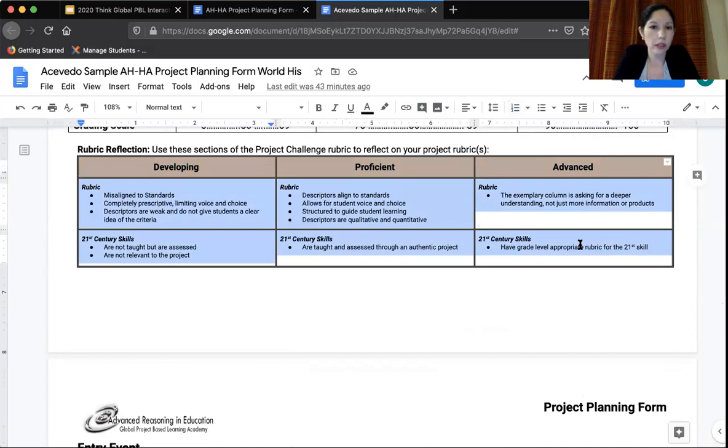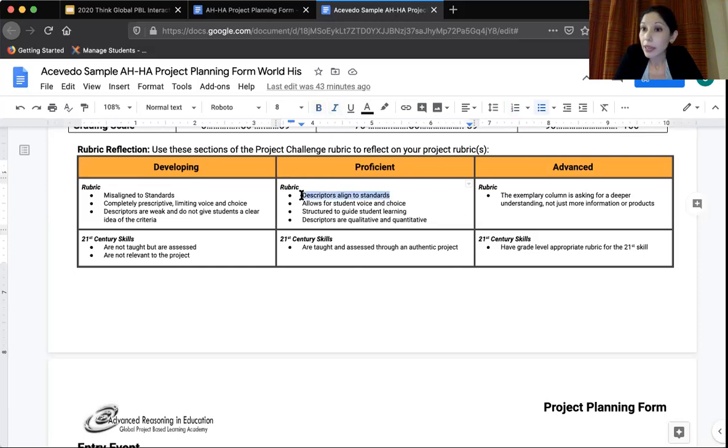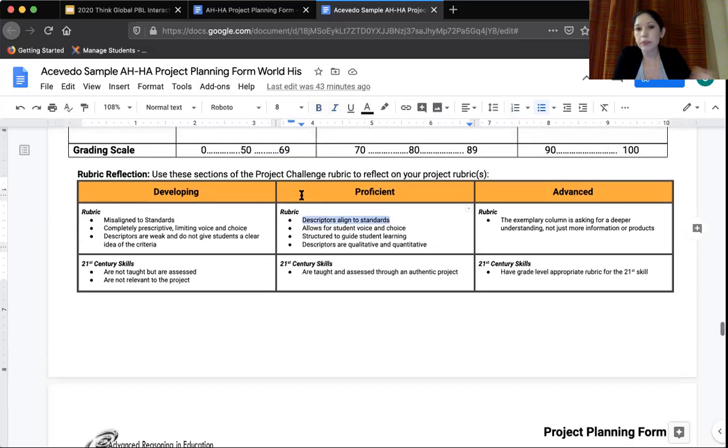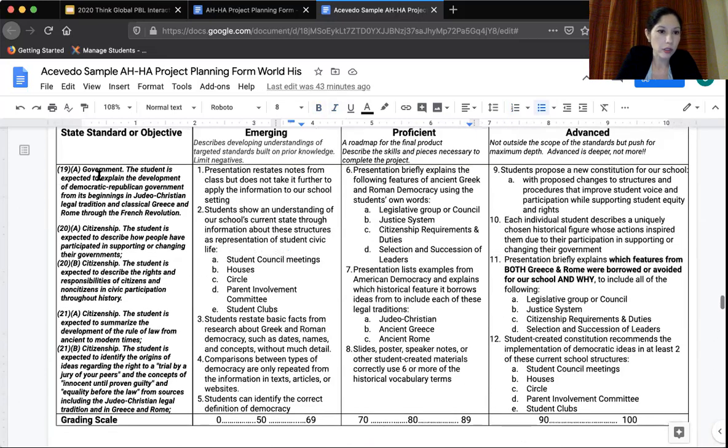So I went and reflected on my rubric and said, okay, well, let me see if my rubric falls into these sections. Is it developing? Is it proficient? Am I ready to go? Is it advanced? And so I felt that when I was checking just the first bullet, descriptors aligned to standards, I went back up and said, well, let me just check that. And so I went through and looked at my standards one by one and tried to figure out, are they actually having to do the level of the verb with that particular content?